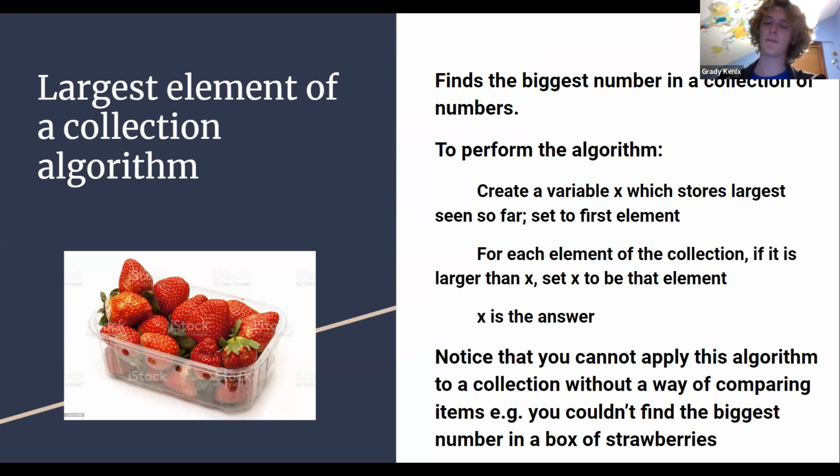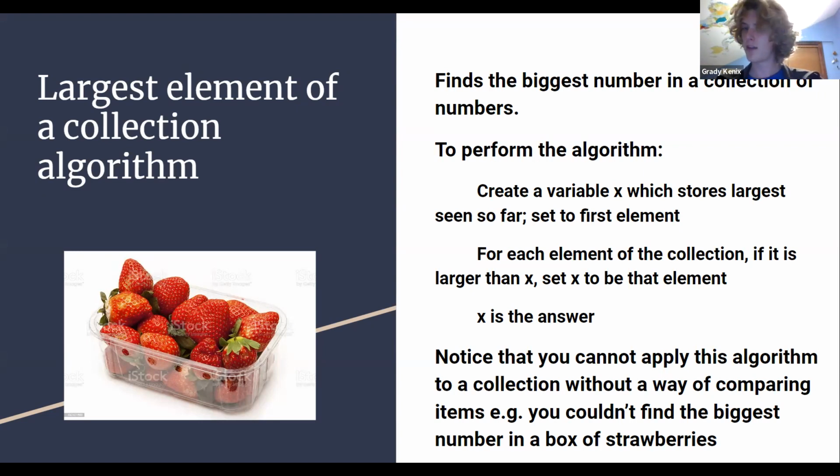You can't find the biggest number. They're strawberries, they're not numbers. So there are some inputs that are allowed for this algorithm, and there are some inputs that aren't allowed. Also, for example, if you had a collection of numbers with more than one instance of the biggest number, say several different strawberries all of the same weight, this wouldn't really work because you would just say, oh, this is the biggest weight without finding which elements they were.